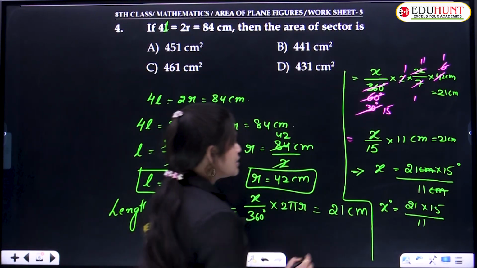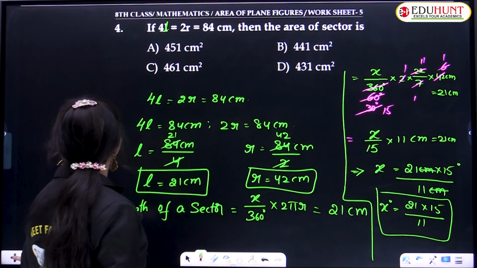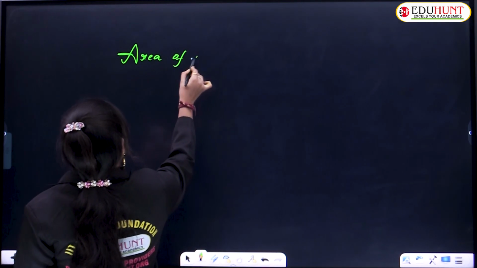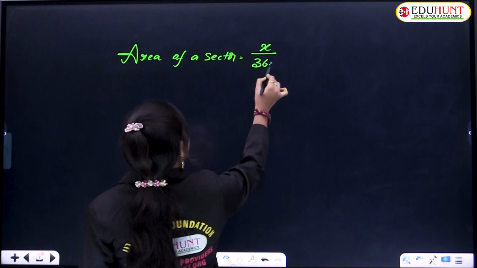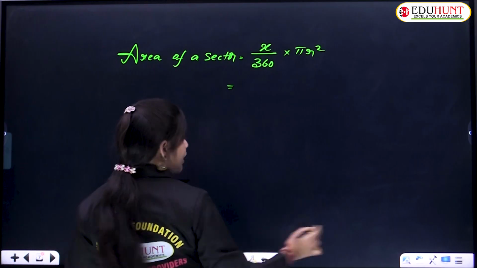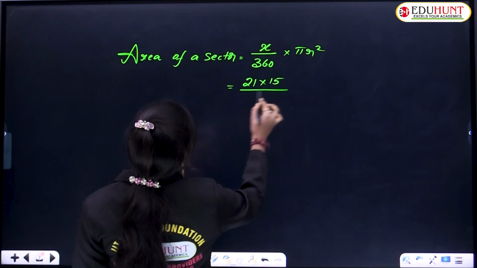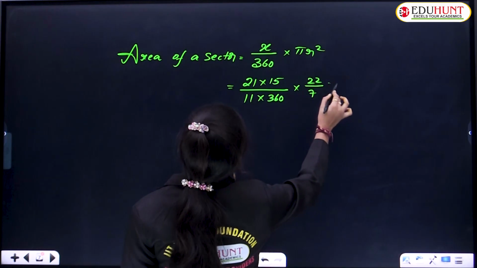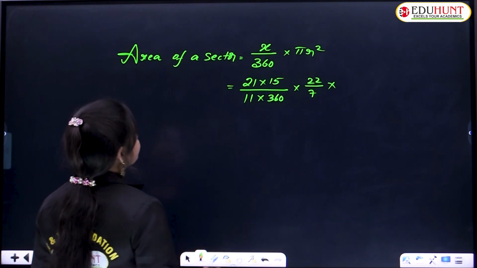Now we have the angle also. Then easily we can find the area of a sector now. See, now here area of a sector. Area of a sector is equal to, what is the formula here? x by 360 into pi r square. Here x is equal to how much we got? x is equal to 21 into 15 by 11 into 360 into pi is equal to 22 by 7 into r is equal to, radius is equal to 42 centimeters.